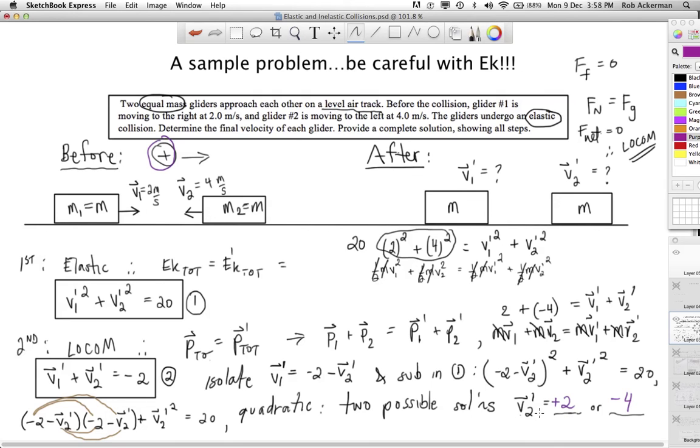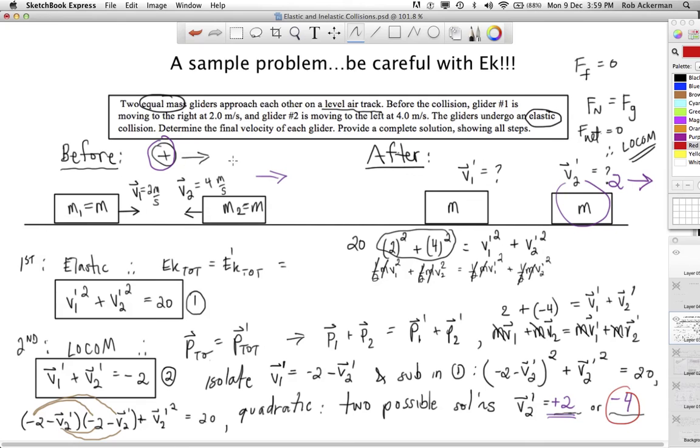Let's look at the possibilities. The quadratic is telling you that either v2 prime is equal to positive 2. What does that mean? Positive is this way. So v2 prime, this one here, could be 2 meters per second that way. This means that this object actually bounced backward. And that's a possibility. Two objects could collide and one bounces backward. Sure, no problem.